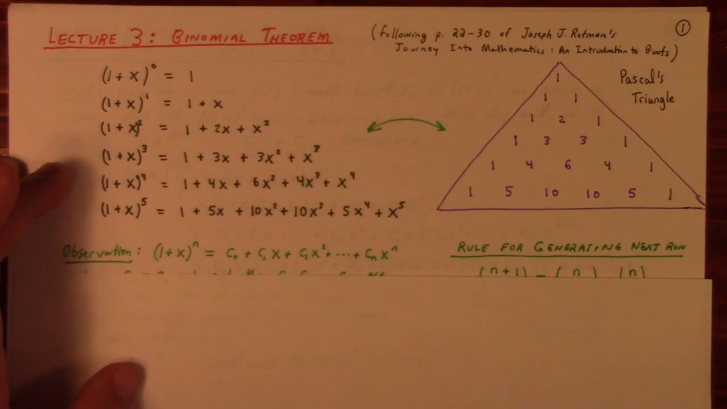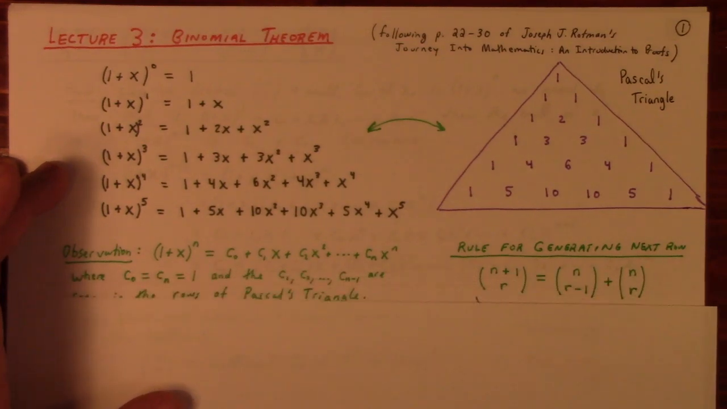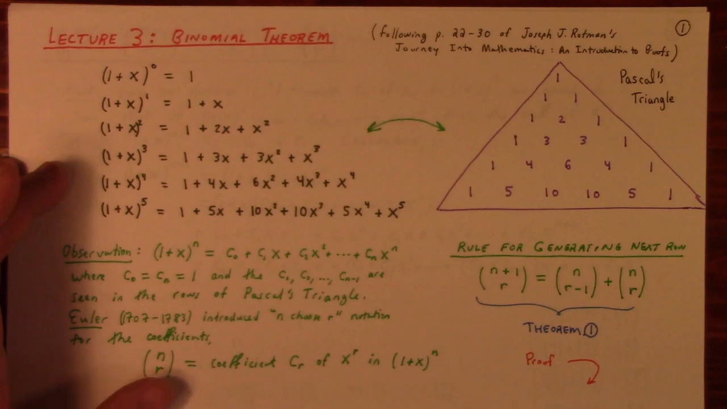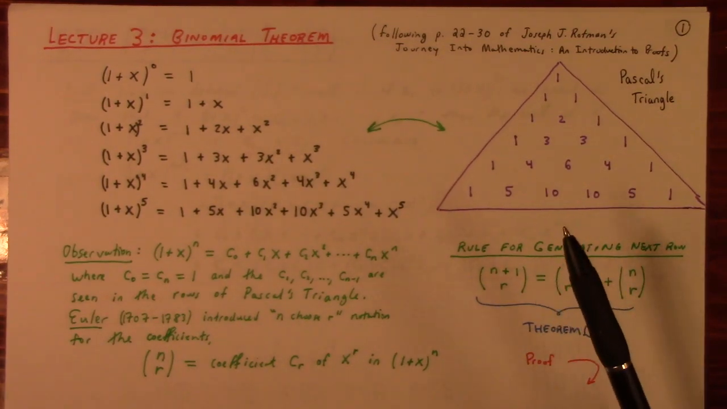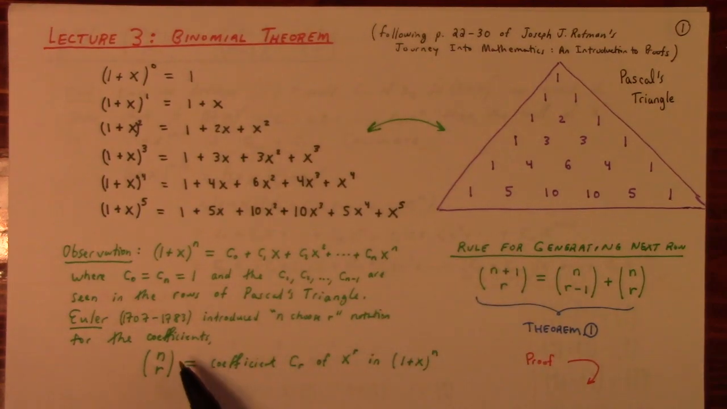So here's how we go. We say 1 plus x to the n. We're going to define coefficients for that to be c0, c1, and so on, all the way up to cn. All right? And so let me just uncover it there. So what's going on here is we're defining this symbol n choose r to be the coefficient cr, which is found next to x to the r in 1 plus x to the n.